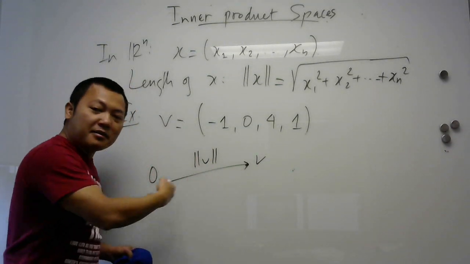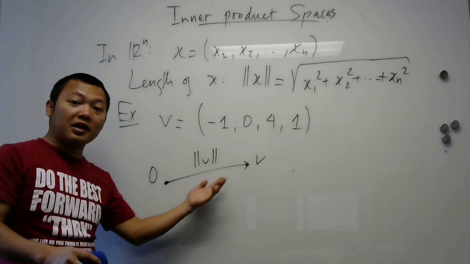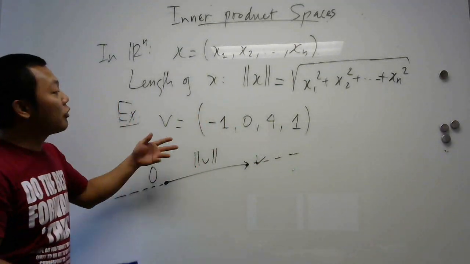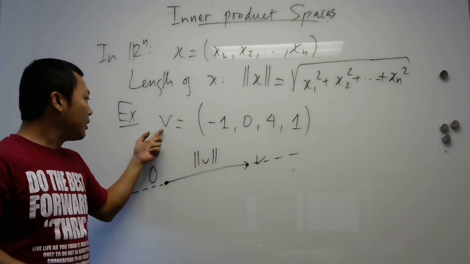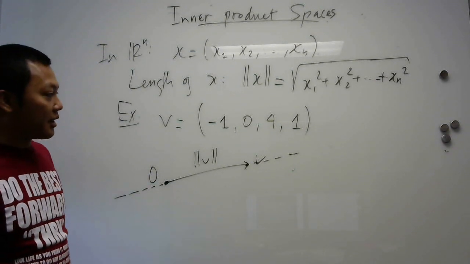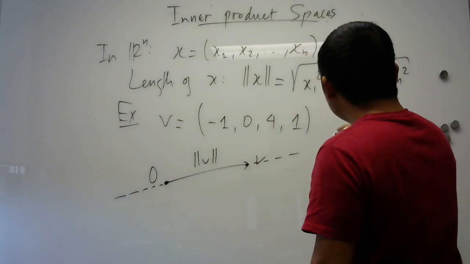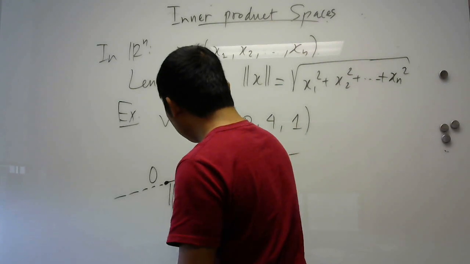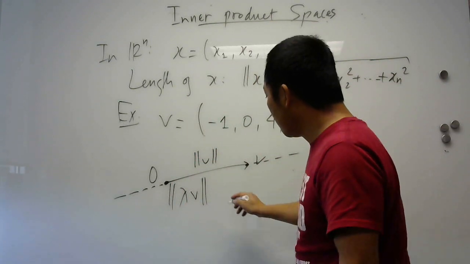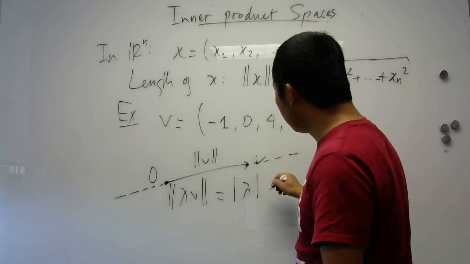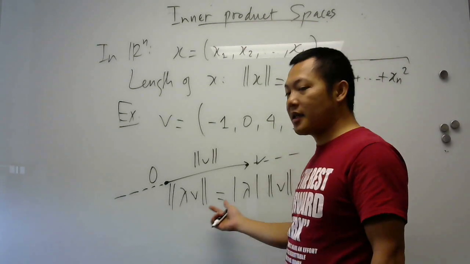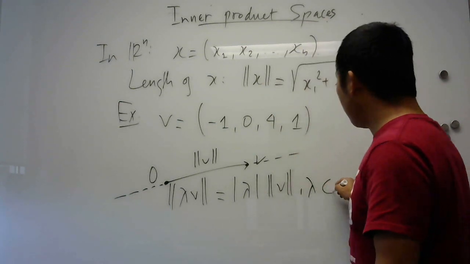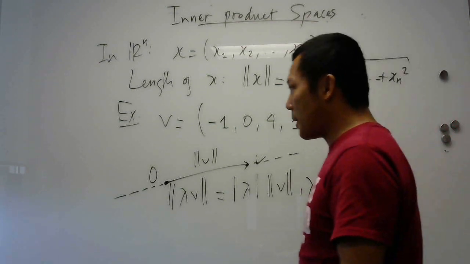And of course, you have some straight line here. When you multiply v by some number, by some scalar, you just change the length. By this formula, if you have lambda v, where lambda is some scalar, the norm is the absolute value of lambda times the norm of v. Of course, in this case, lambda is a real number.